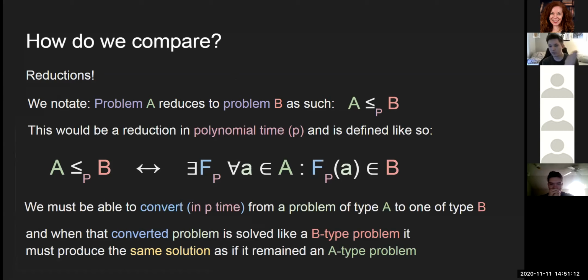This is an important property because it means that we can essentially map our problems from A into B-type problems, and then just solve them there. So you can get some intuition about why this is a good way to think about these reductions and to order our problems. If we can solve it as a B-type problem and we can get there in polynomial time, then we know that A must be as easy or easier than B.